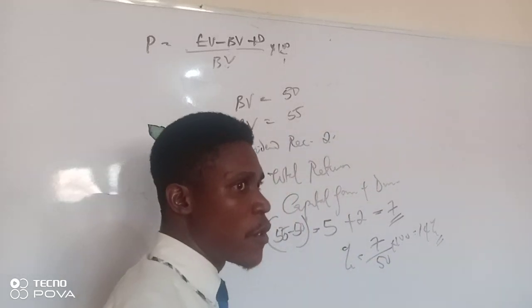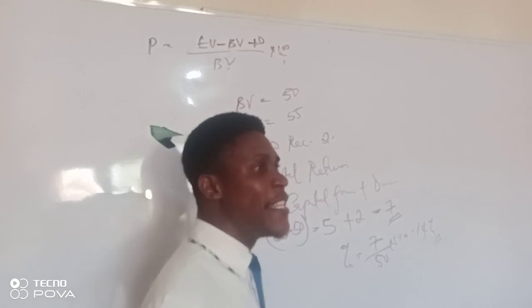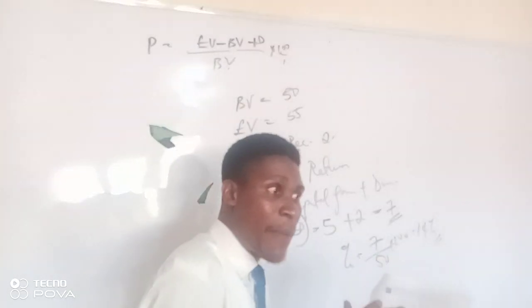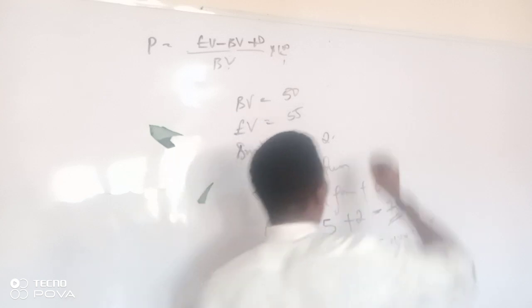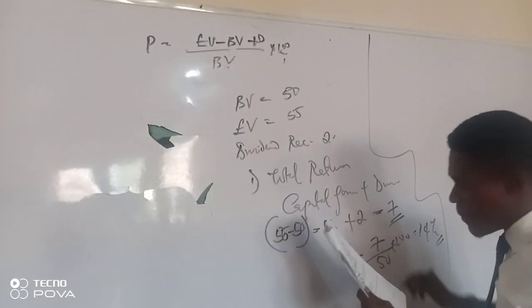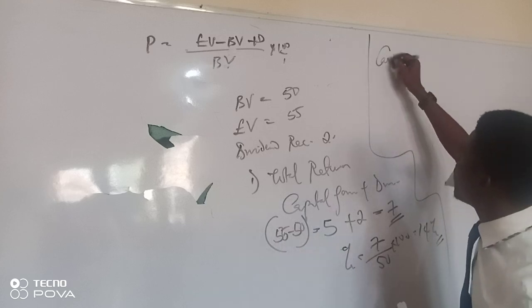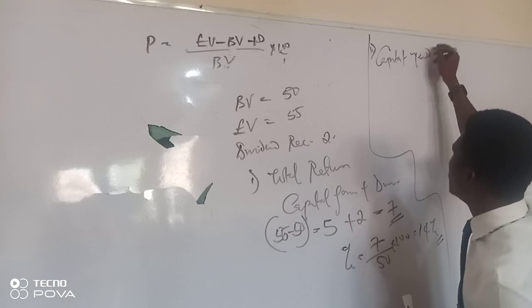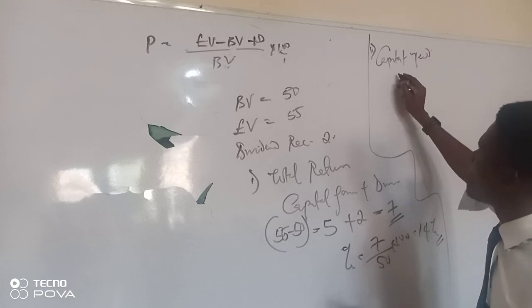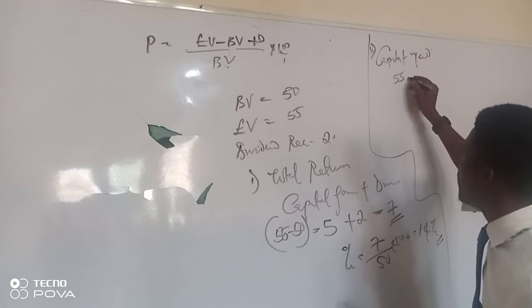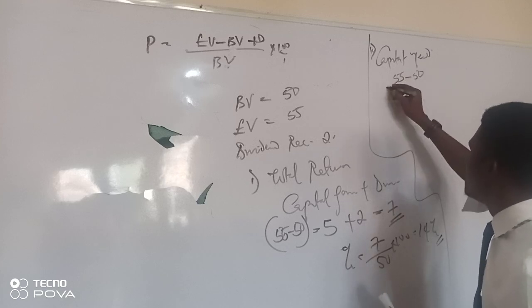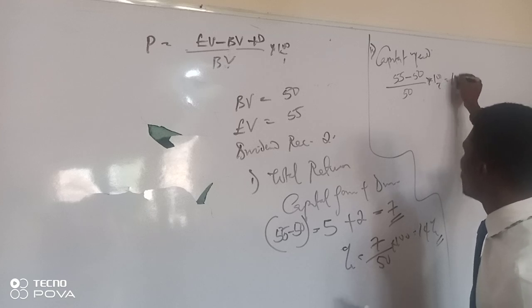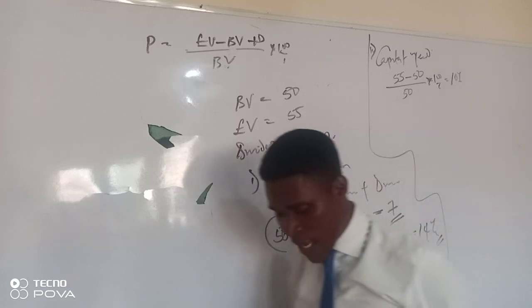That's our total return. But your capital yield is talking about the capital gain alone. Hello? Your capital yield is talking about what? Capital gain alone. So your capital yield, that's number 2, is what? End value is 55, minus beginning value 50, divided by beginning value 50, times 100%. That's 10%. That will be our capital yield.